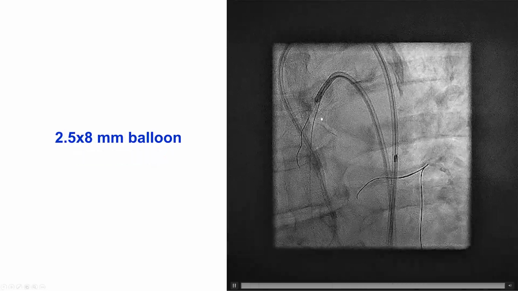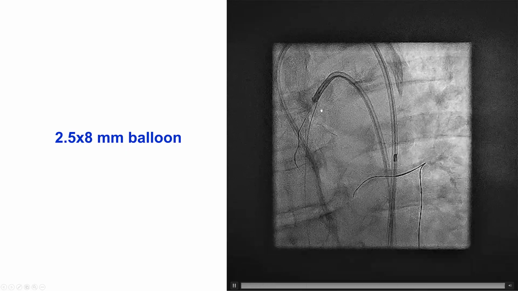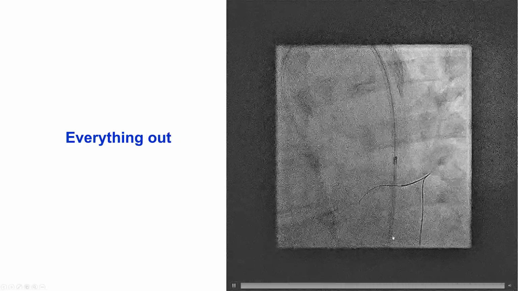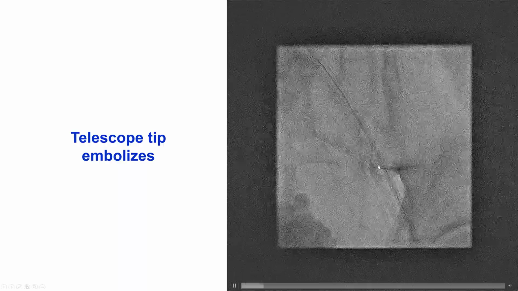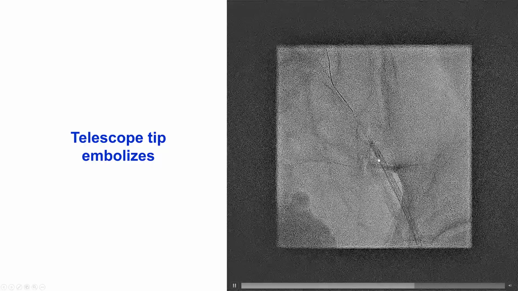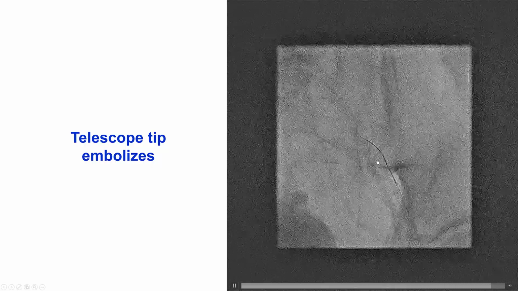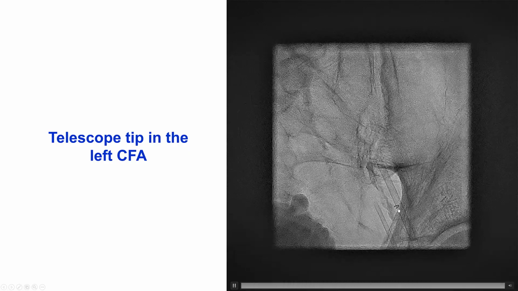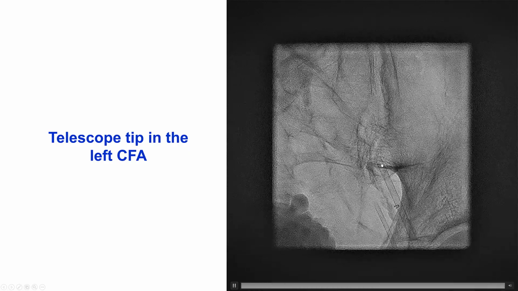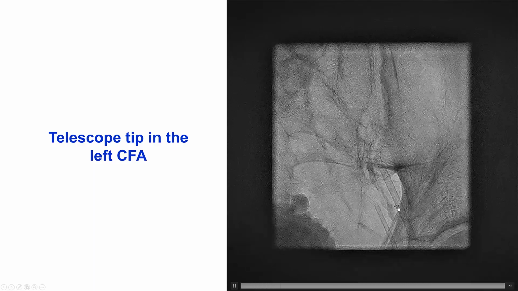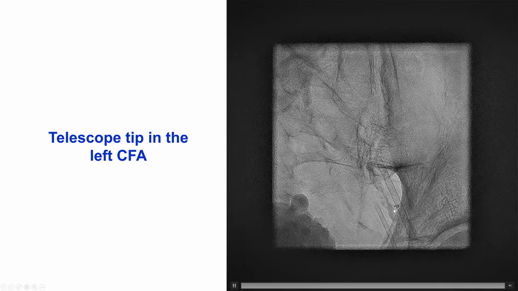We eventually decided to remove everything, so we inflated the balloon and then brought everything back all the way out. But then unfortunately, as we were trying to move it back, when it hit the tip of the guide, essentially what happened is that the fractured tip of the telescope bounced off the tip of the sheath and embolized in the iliac artery.